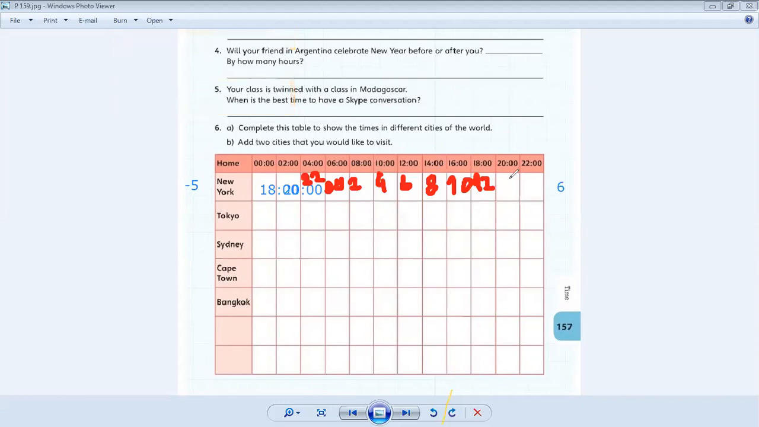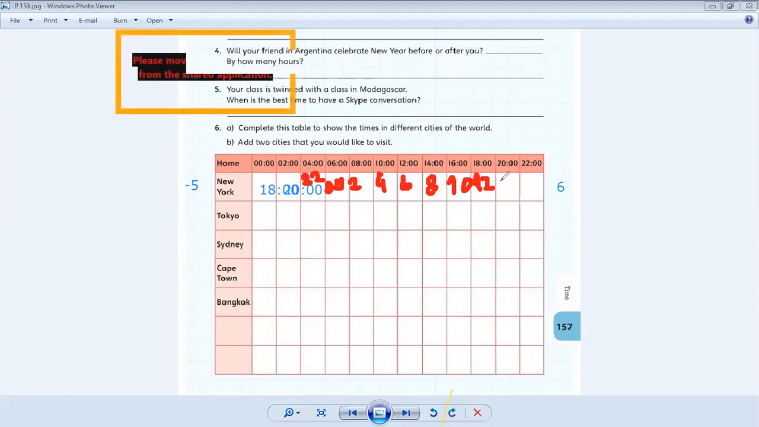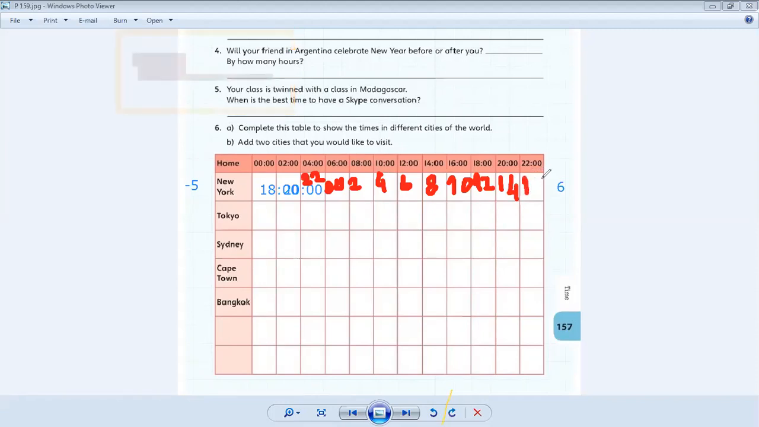If it's 20 in Tripoli, what is the time in New York? 2 o'clock. It means 2 p.m. We started p.m. This means 14. 14 means 2 p.m. Yes. If it's 22 at night in Tripoli, 16. It's 4 o'clock. 4 p.m. 16. Okay.